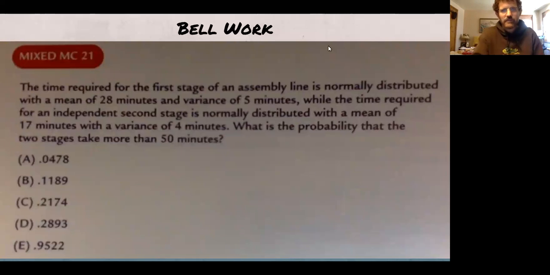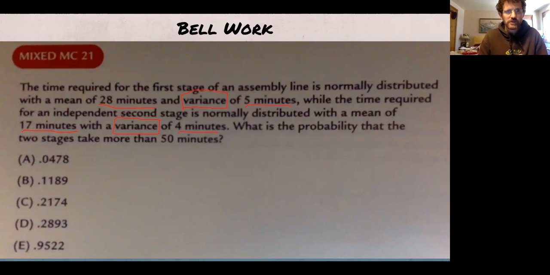So we have two different stages of an assembly line. And we've got kind of the mean and not standard deviation, but variance. It's important to note that that's what they're using here. And then we've got the variance of the second stage. We want to find the probability that these two stages together take more than 50 minutes.